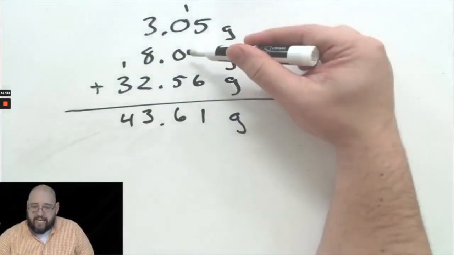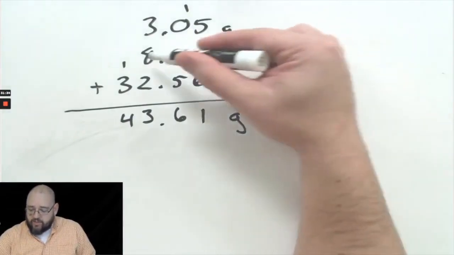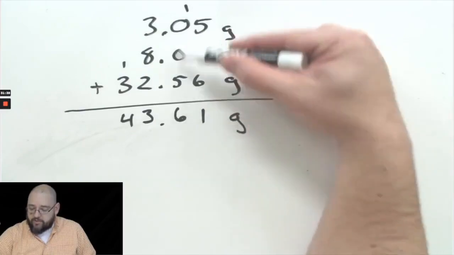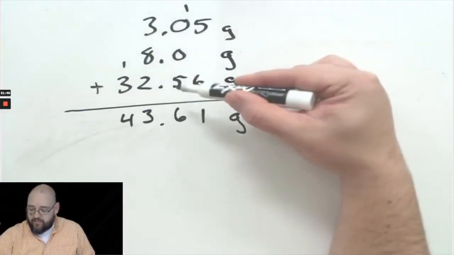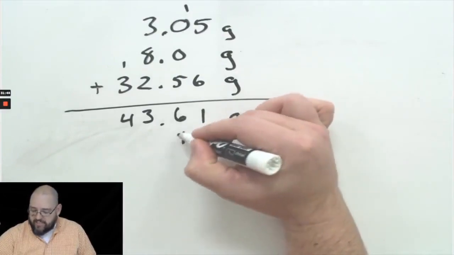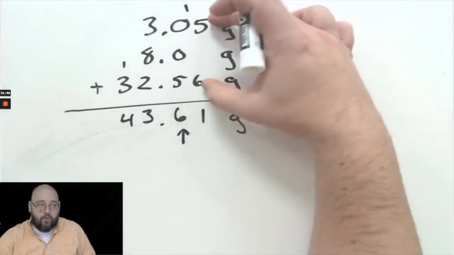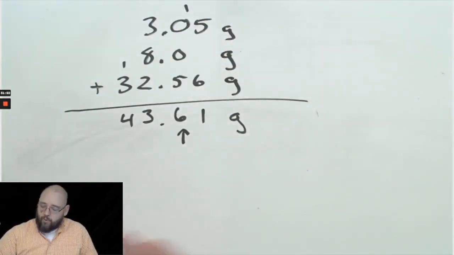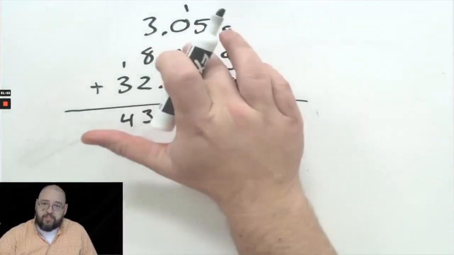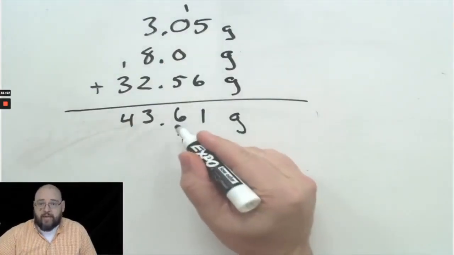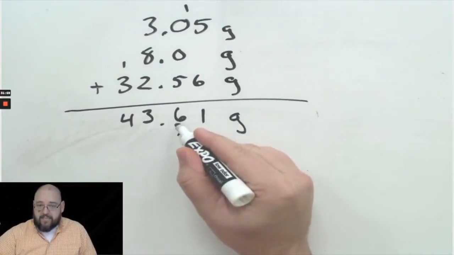But this 8 right here only has 2 significant figures. It's only accurate, or precise I should say, it's only precise to the tenths place. So that means my answer can only be precise to the tenths place. These are more precise than this one is, and my answer cannot be more precise than my least precise measurement. That's the important rule. So I have to round my answer to the tenths place.